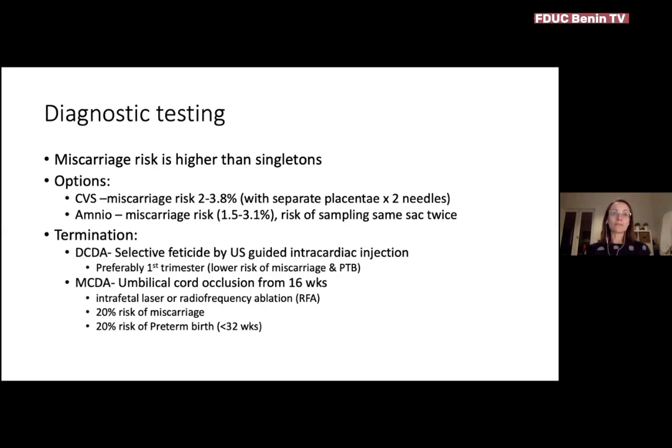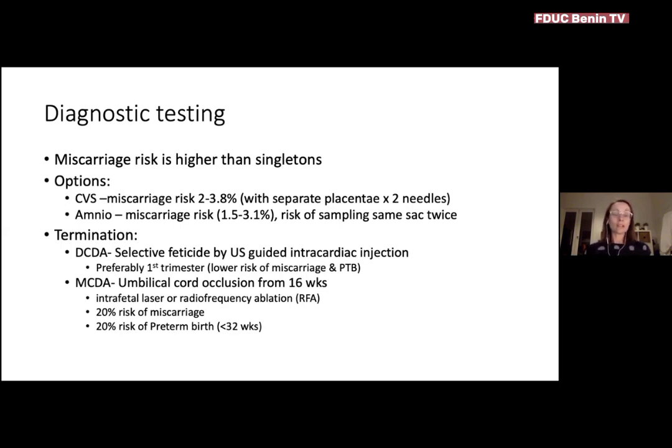But the options for termination of a single twin depends on the chorionicity again. So in a DCDA twin pregnancy, it's possible to do selective feticide by using an intracardiac injection into one twin, because the twins don't share a circulation. So whatever medication you give to one twin will not affect the well-being of the other twin. And preferably you would do that in the first trimester if the abnormality was diagnosed that early, because it has a lower risk of miscarriage and preterm birth.